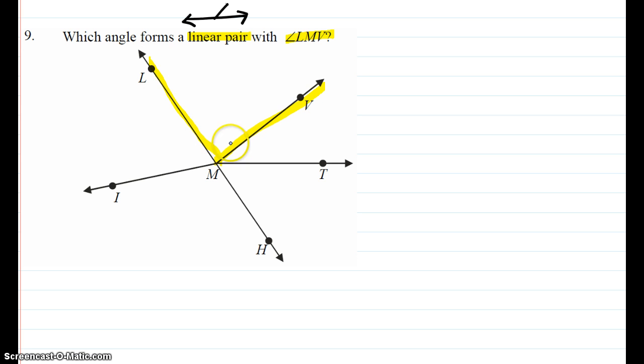And so if I start with this angle here, this ray, and I extend it, you'll notice that there's not anything there. So it's not going to be that. But now if I take this one, LM, this side of the angle, and I extend it to make a line, this will be my first angle, the LMV, and the second angle will be from here to here. So that will be angle VMH.